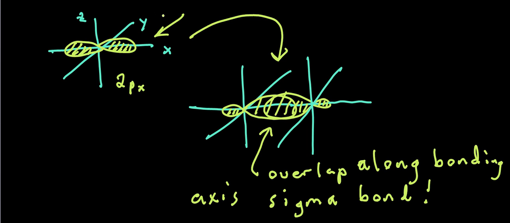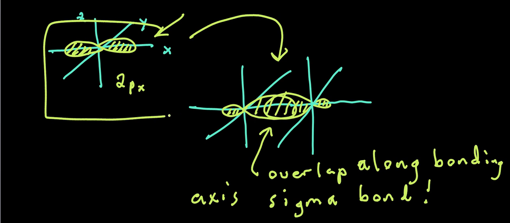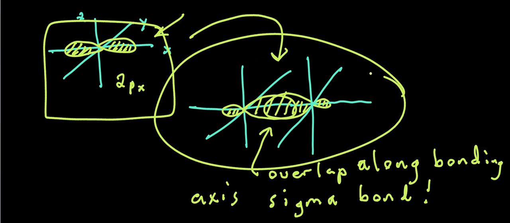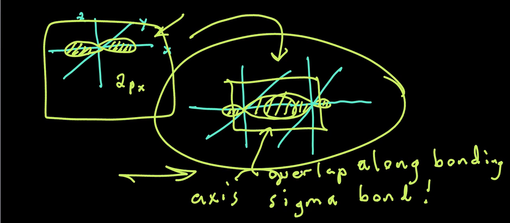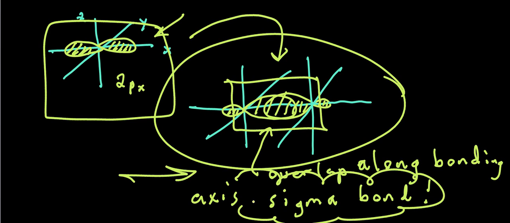If we have a couple of p atomic orbitals along the x-axis going to molecular orbitals, they're going to overlap right along the bond axis. So here we have the overlap of our p clouds, and because they're overlapping along the bond axis, this would be designated as a sigma bond.